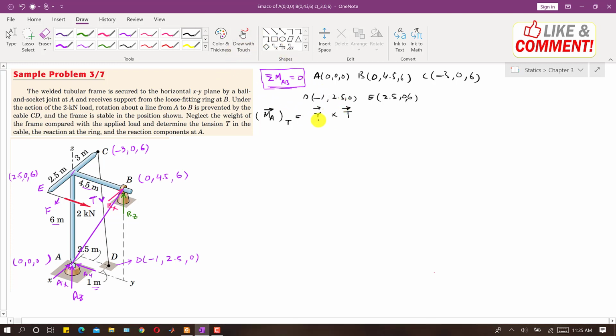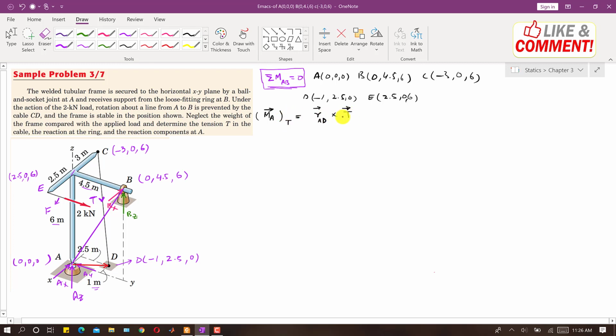We can define a moment arm from A to D. If I define that moment arm, let's say that this is our moment arm, so this is RAD. If we take the cross product of RAD with T, we will find the moment at A due to the tension in the cable. So this is not the moment along AB.